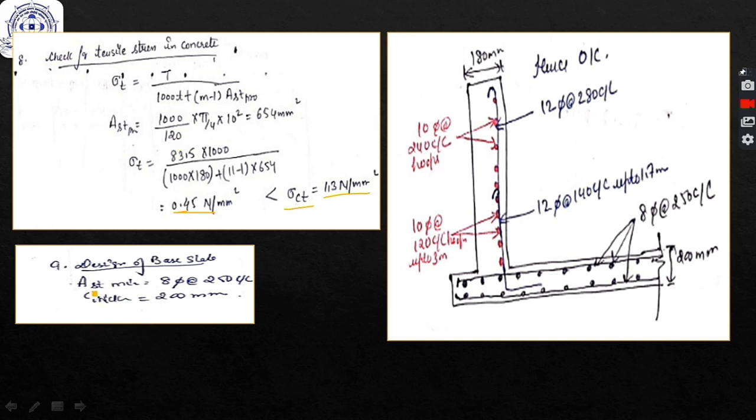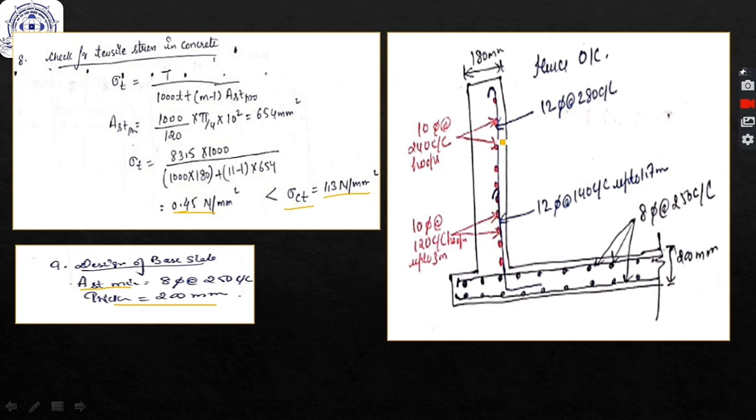Now we provide Ast minimum in the base slab. Ast minimum was coming out to be 315 mm square, so we provide this reinforcement on both faces in both directions, and the thickness is taken as 200 mm. So this is the detailing of the cantilever circular tank with rigid base.